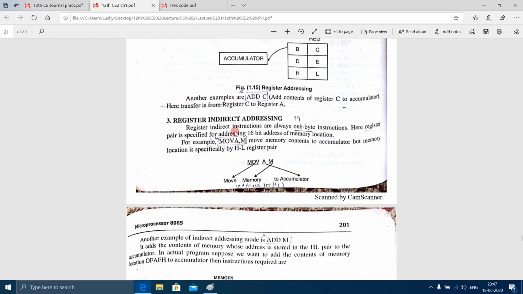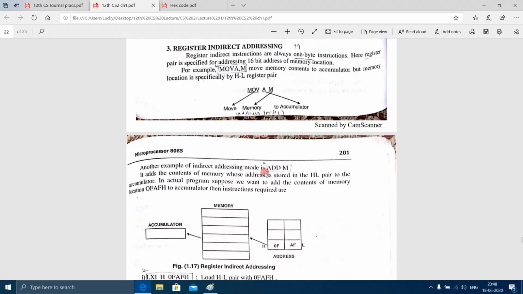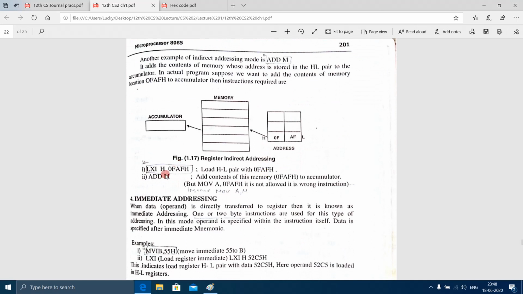What does this mean? Register indirect instructions are always 1 byte instructions. So the instructions which fall under this mode are of 1 byte. Here a register pair is specified for addressing the 16-bit address of a memory location. What does this mean? Let's take the example which is given here. Let us take these two examples: LXI H, 0FAFH and ADD M.